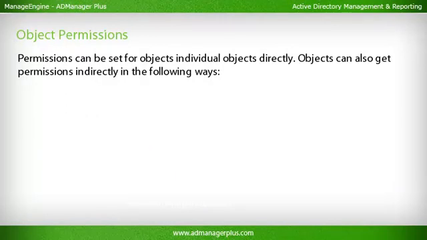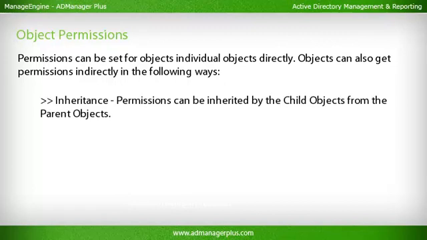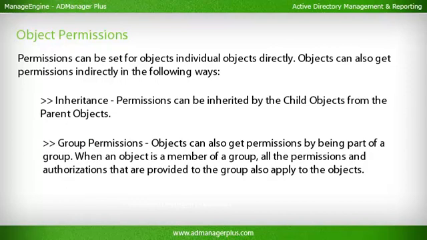Permissions can be set for individual objects directly. Objects can also get permissions indirectly in the following ways. Inheritance: permissions can be inherited by the child objects from the parent objects. Group permissions: objects can also get permissions by being part of a group. When an object is a member of a group, all the permissions and authorizations that are provided to the group also apply to the objects.